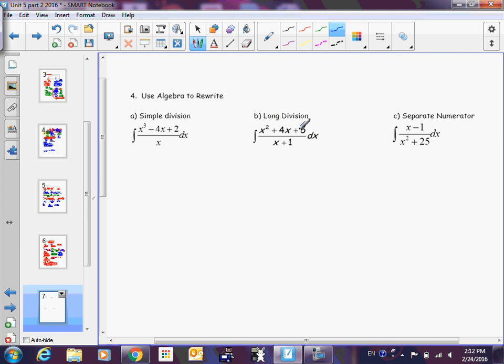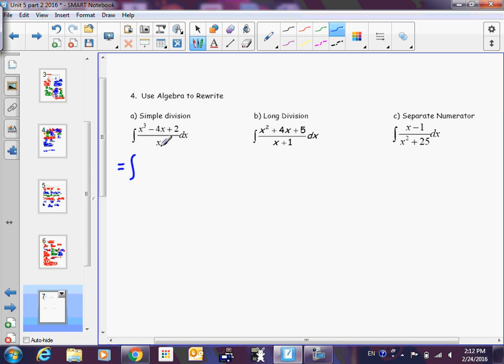The numerator is way more complicated than our du, so that wouldn't work. Similar thing would happen here on C. If we let u equal the denominator, the numerator wouldn't really work out. So sometimes it's as easy as just saying, hey, that denominator is one thing. Let's just divide each item.